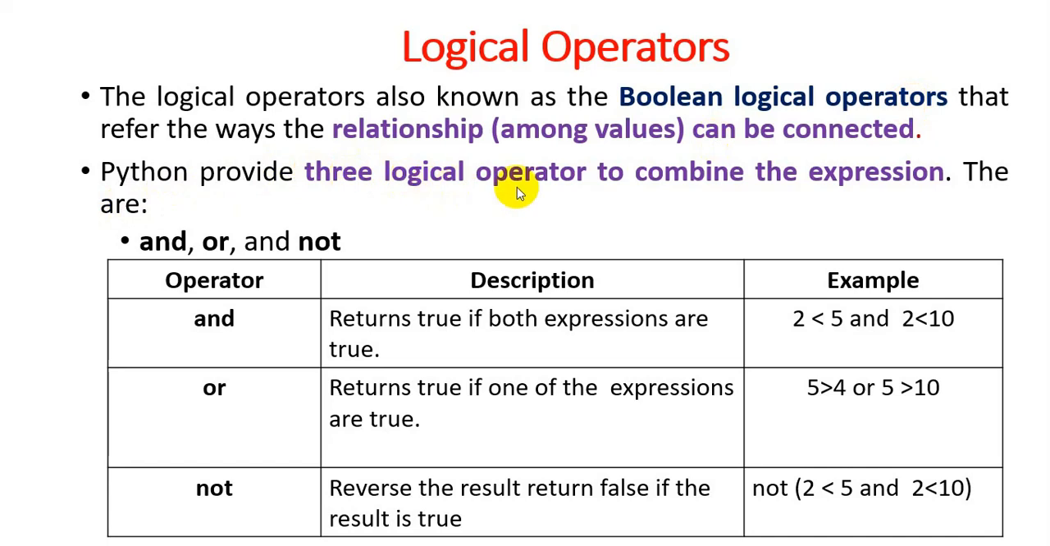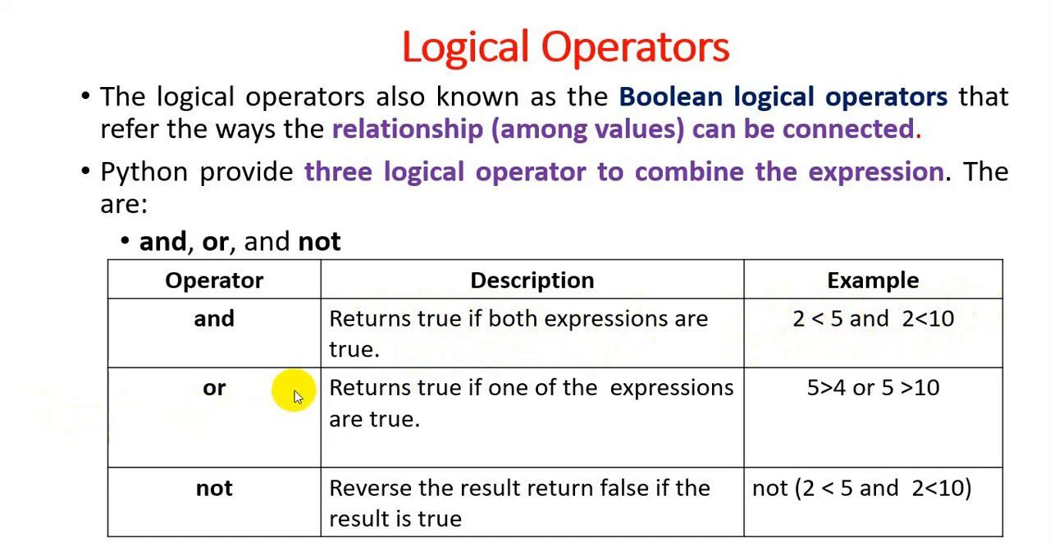Python provides three logical operators to combine expressions. They are and, or, not. The and operator returns true if both expressions are true. If the left hand side and right hand side expressions are true, and will return true. If any one of the expressions is false, or both expressions are false, it will return false. See this example: 2 less than 5 is true, 2 less than 10 is true. True and true returns true.